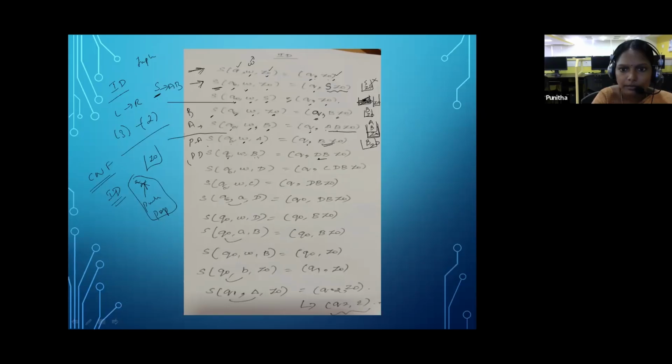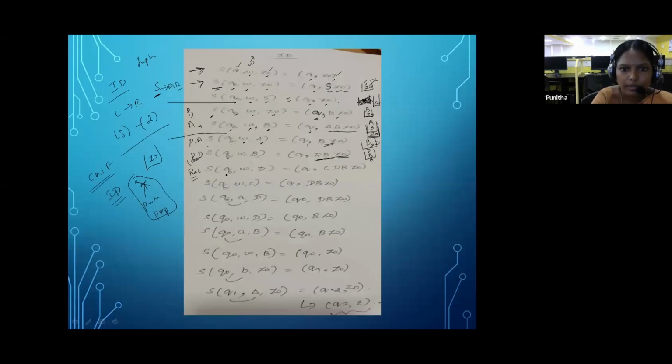And here I need to write the status of the stack, so I need to perform the push operation D. If I perform the push operation, I need to push the D here. So I am pushing the D into the stack. After pushing D into the stack, my status of the stack is D, B, Z naught. Then what do I have to do? Then I need to push the C element into the stack.